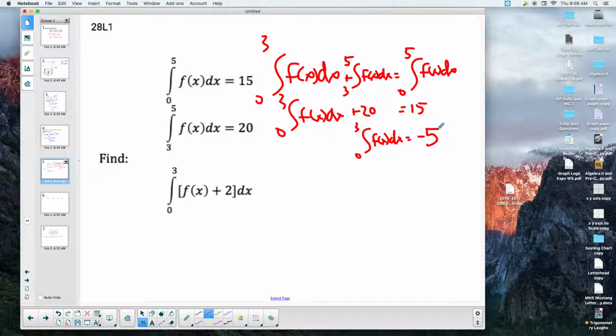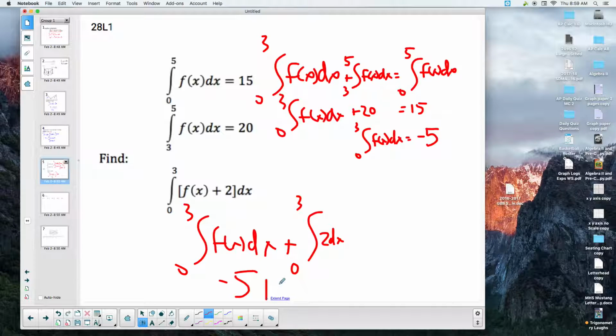And so now with this, we can split into 2. 0 to 3 of f of x dx plus 0 to 3 of 2 dx. 0 to 3 of f is negative 5. 0 to 3 of 2 dx is 3 times 2, which is 6. This works out to be 1.